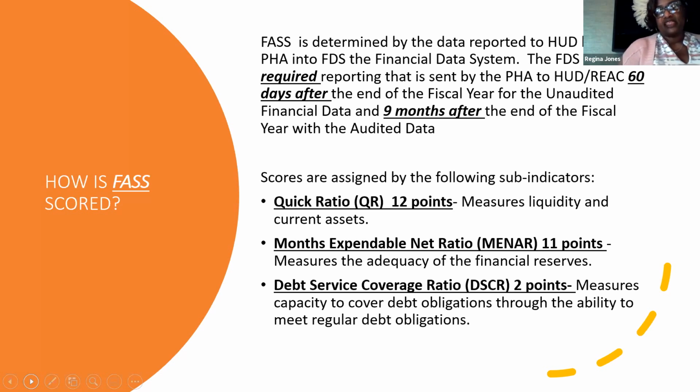The sub-indicators that are looked at under PHAS are the quick ratio, months expendable net assets ratio, and the debt service coverage ratio. And the points are out to the side. For quick ratio, 12 points. For MENAR, 11 points. And for the debt service coverage ratio, 2 points.